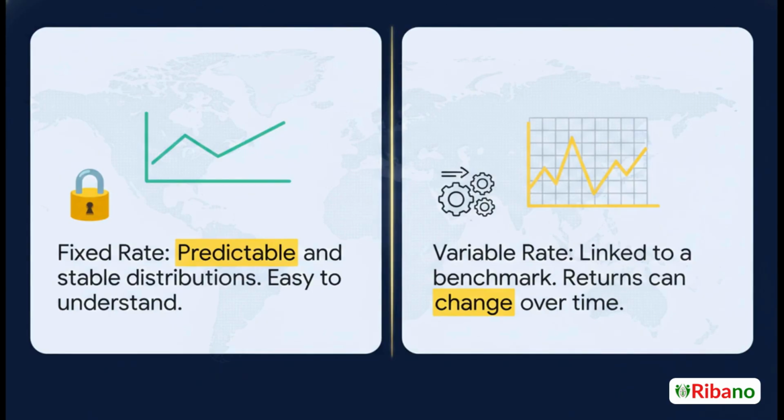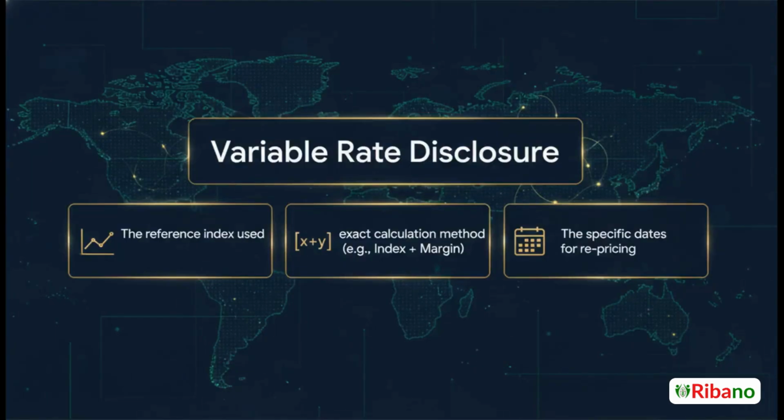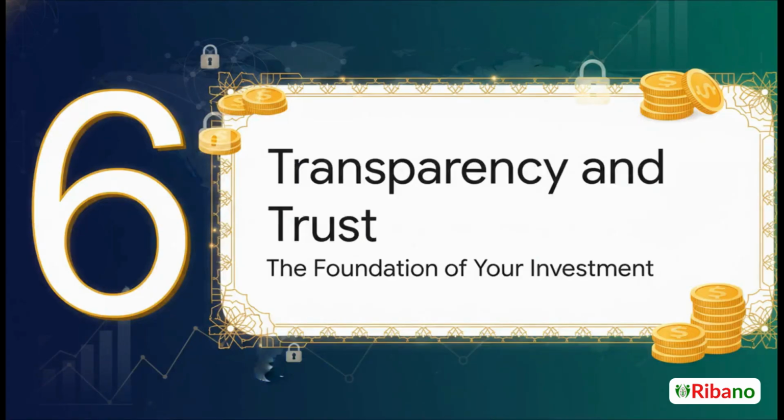On the other hand, you might see a variable rate. This type is tied to some financial benchmark, so it can actually change over time. This, of course, gives it a different kind of risk and return profile. But here's the key. Even with a variable rate, there are absolutely no secrets. The rules have to be laid out with complete transparency from day one. You have to be told the exact reference index they're using, the precise formula for calculating the rent, like say, the index plus a certain margin, and the specific dates when the rate will be reset. It's all about clarity.